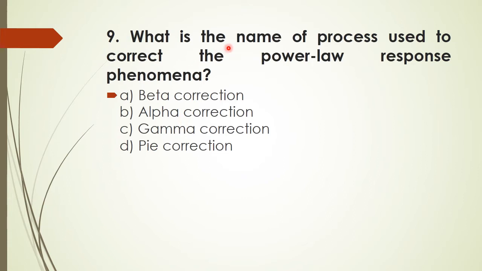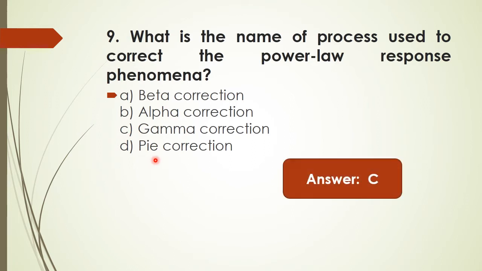Next question, what is the name of process used to correct the power law response phenomena? Option A beta correction, option B alpha correction, option C gamma correction, and option D pi correction. The correct answer is option C gamma correction.